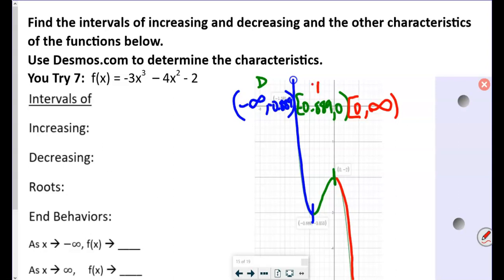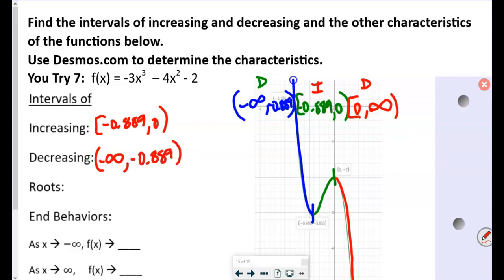So again, this was increasing here and this was decreasing here. So we had 2 decreasing and 1 increasing on this one. So our increasing was negative 0.889, comma 0 with a parenthesis there. Our decreasing is going to be negative infinity to negative 0.889, and I'm going to put a parenthesis there, and then I'm going to join that, union that, with our other decreasing, which has got a bracket here and then an infinity there. Okay, and remember, wherever you have an infinity, you're always going to have a parenthesis, right?